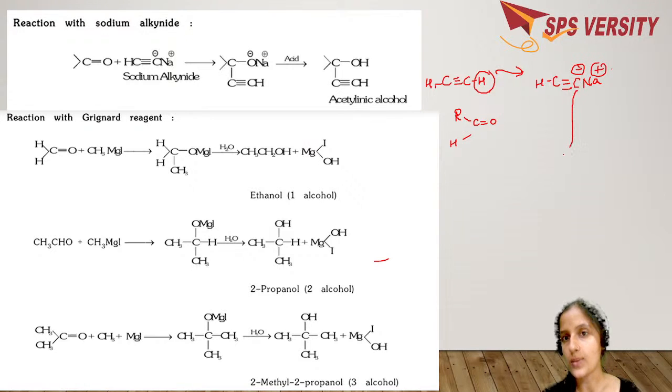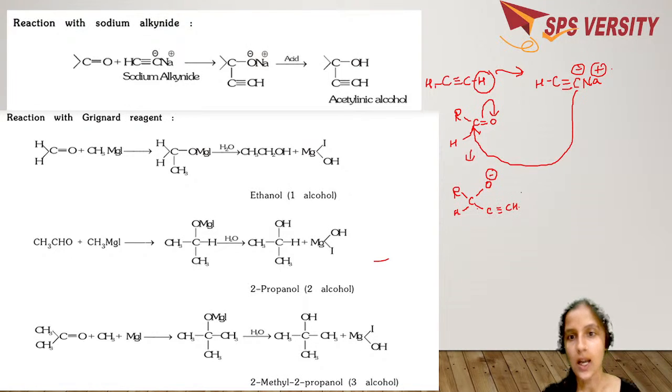this is negatively charged, this comes and attacks over here, which is positive, and the bond shifting takes place, resulting in the formation of R, C, this bond has been shifted, so this gets an O minus charge, and H was already there too. This is the place where it attacked, so you get C triple bond CH. This is the compound you are going to get. And when you acidify it, Na will go with Cl, resulting in the formation of RCHOH and C triple bond CH.